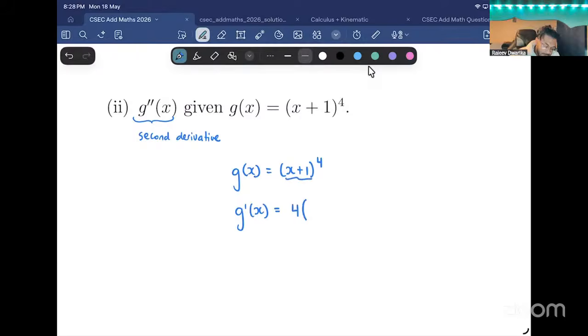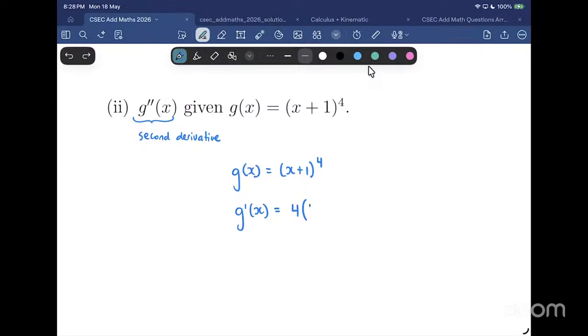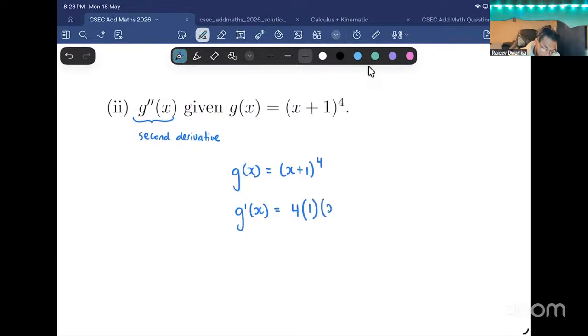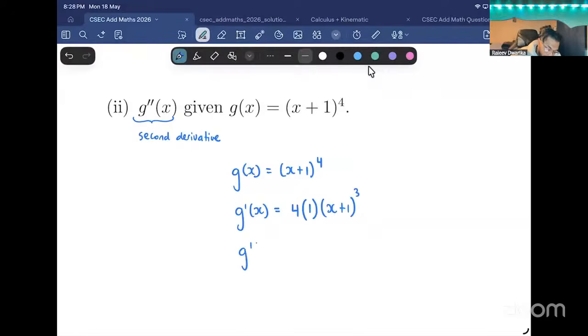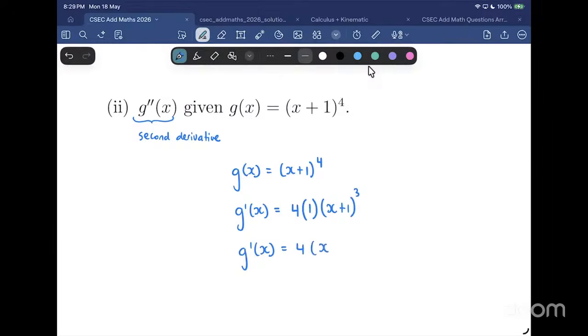If I differentiate the inside, what would I write? 1. I have to write back x plus 1 and I'll do all the power. Subtract 1. So 4 minus 1 is? 3. So the first derivative is just 4 by x plus 1 to the power 3.